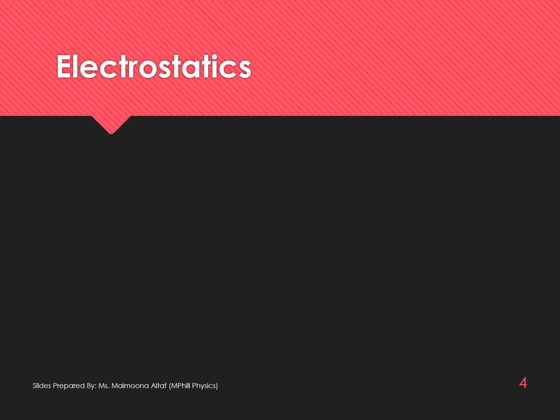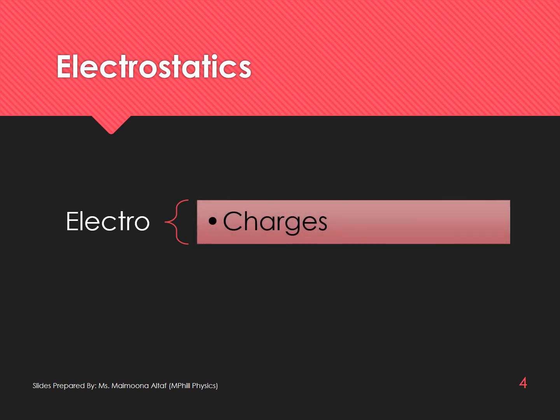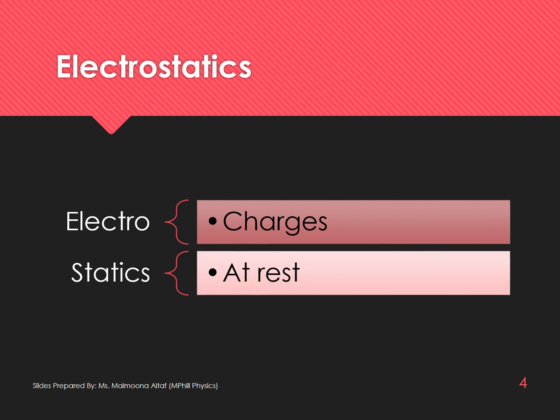First of all, let's see what the word electrostatics means. We can divide the word electrostatics into two words. The first one, electro, which means charges, and the second one, statics, which means at rest. We can define electrostatics as a branch of physics in which we study the charges that are present at rest.